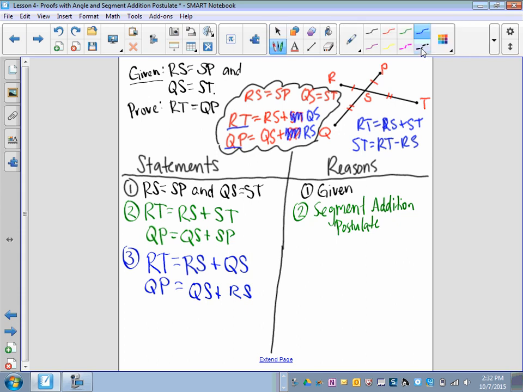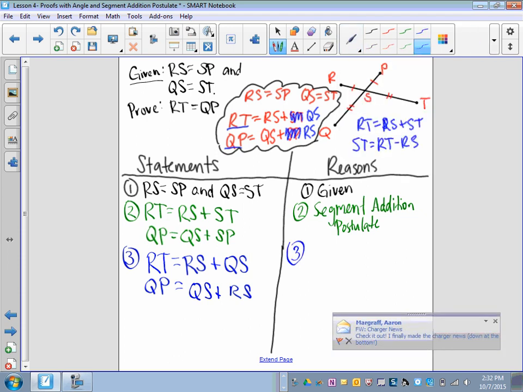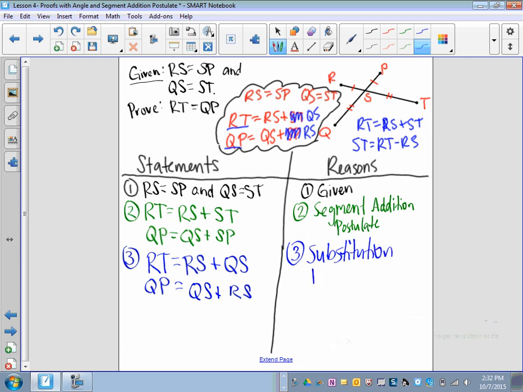What property did I just use there? Substitution. Okay. Can we yet say that the measure of RT equals the measure of QP? No. Why not? Well, we see the measure of RT is RS plus QS. The measure of QP is QS plus RS. Right, we've got to use the commutative property to make them exactly the same before we can say they're equal.